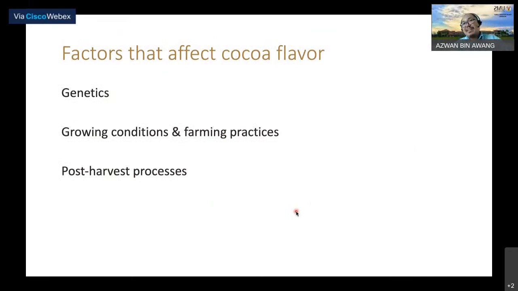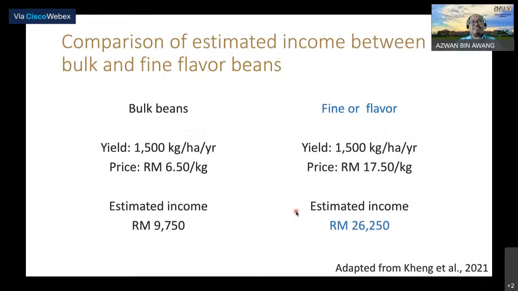So if other countries can have their fine flavors, I'm sure that our Malaysia can as well, with our diverse types of soils and diverse places, even between Semenanjung and Sabah and Sarawak. So we can have our own fine flavor cocoa beans that can be appreciated and sold at a high price.